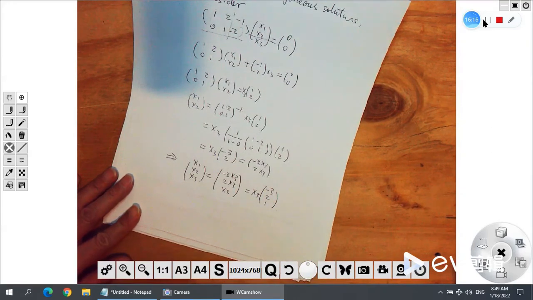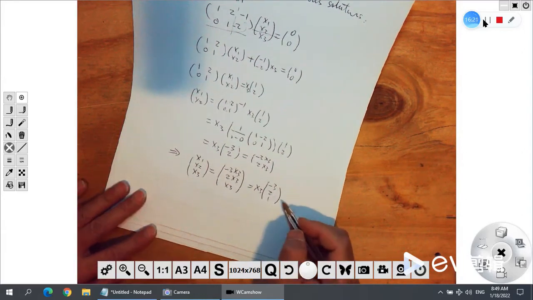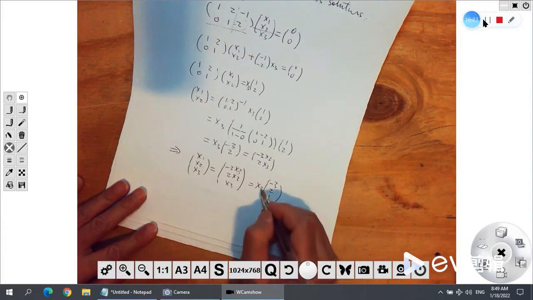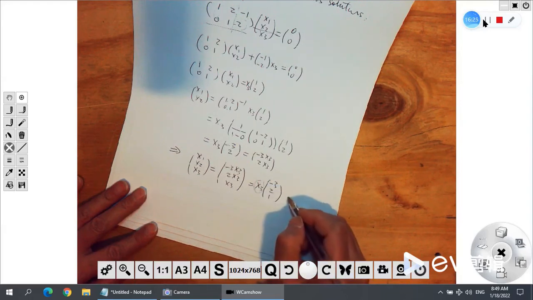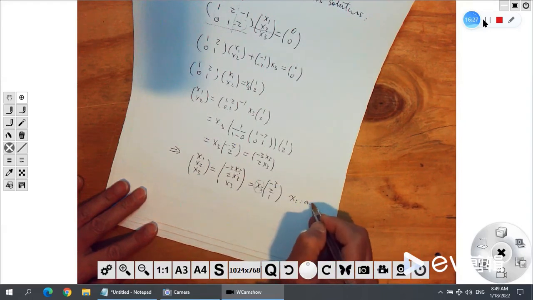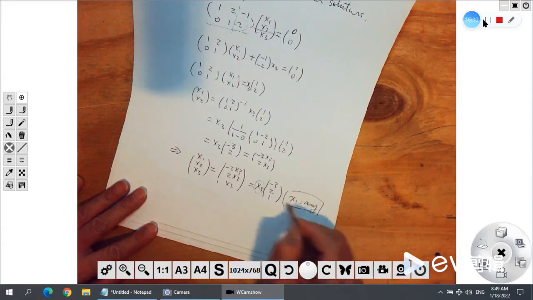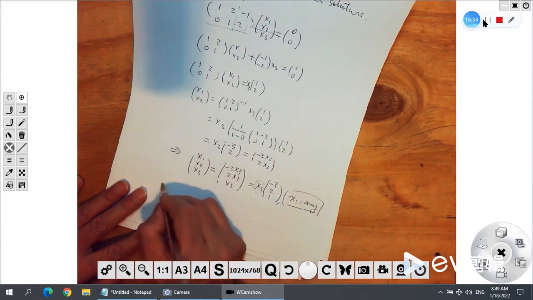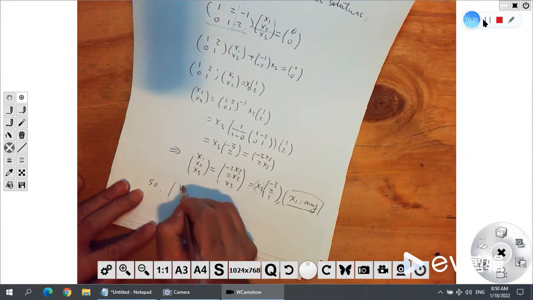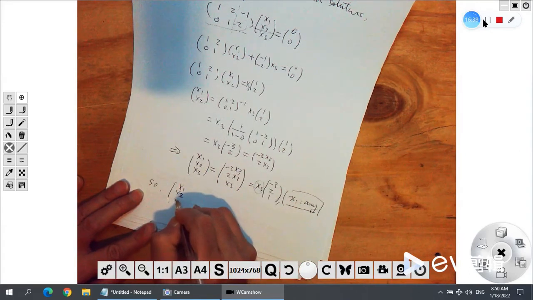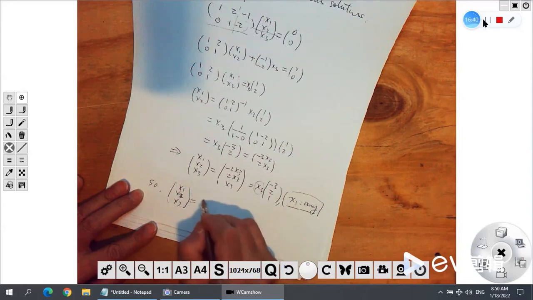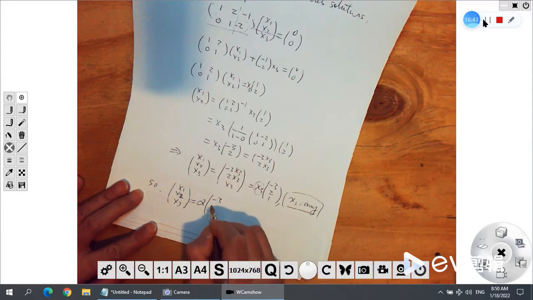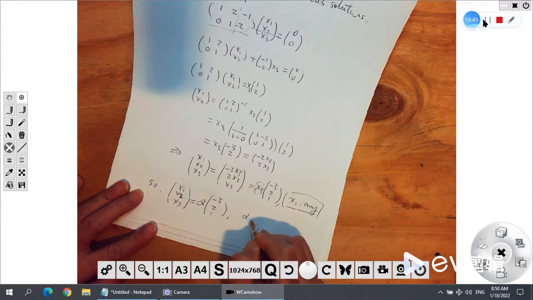I have this one. Here x3 could be anything. But usually people do not want to use an unknown here. So we write x1, x2, x3 equal to some alpha times negative 3, 2, 1. Alpha is any number.